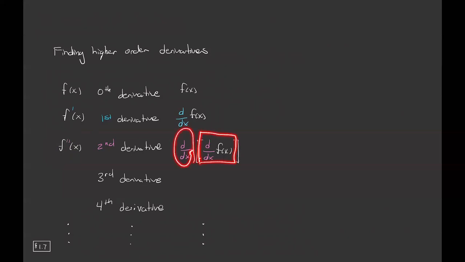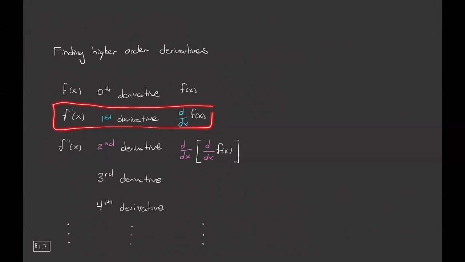One reason I like Leibniz notation is it's a little more descriptive of what's happening here. So we have the derivative, which is just this here, and then we take the derivative of that thing to get the second derivative. Every time you find a higher order derivative, you obtain it by taking the derivative of the last derivative. So to get to the first derivative, you take the derivative of f of x.